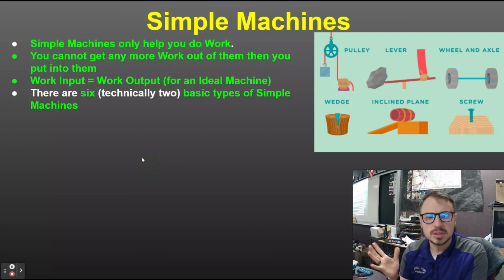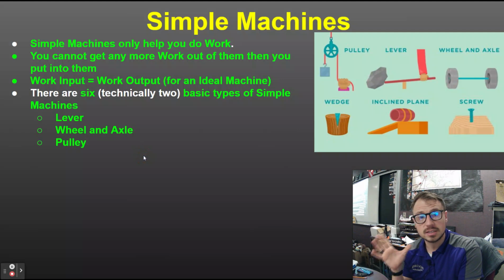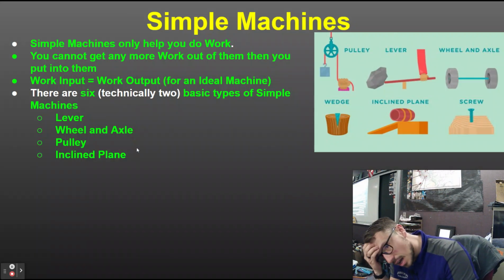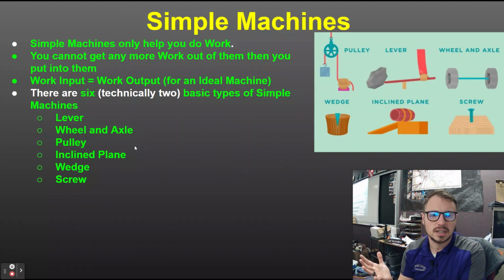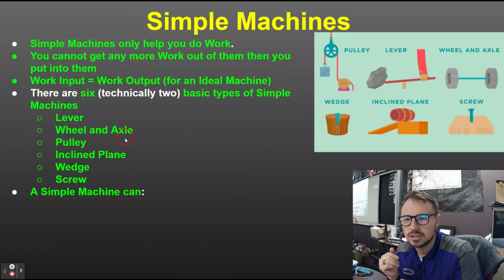Now there are 6, and I put technically 2 basic types of simple machines. You've got your lever, your wheel and axle, your pulley, and I say these are technically all types of levers because they do have a fulcrum. Inclined plane, wedge, and a screw, these are all technically inclined planes. So that's why I say there's 6. It's categorized into 6, but there's technically 2, right?